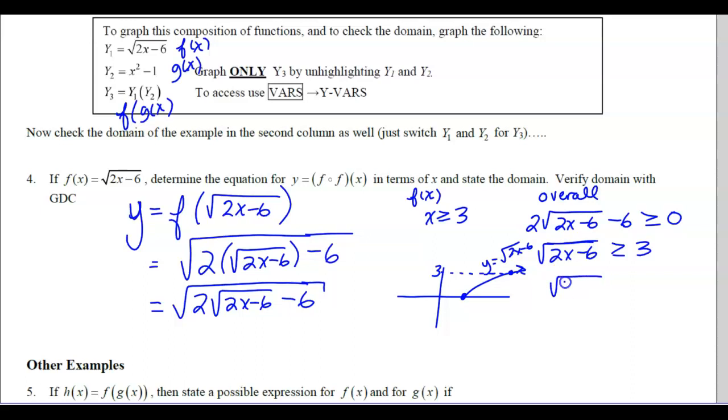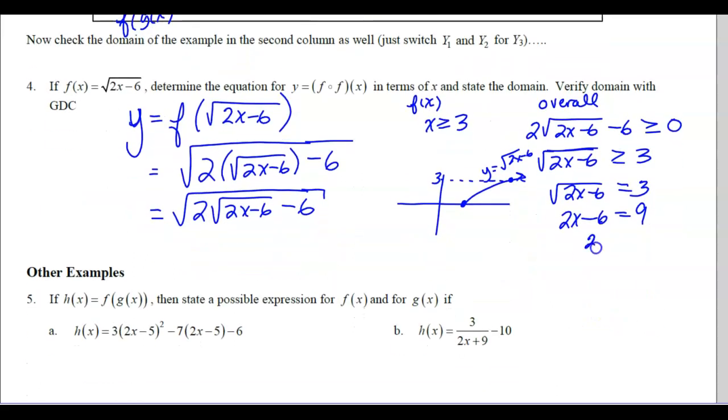So I'm going to solve the equation. Root 2x minus 6 equals 3. Square both sides. We've done that. So it's equal at 15 over 2, and we want the graph to be above x equals 3, so that's going to be here. I'll maybe do it in red to finish this off. X has to be greater than or equal to 15 over 2.